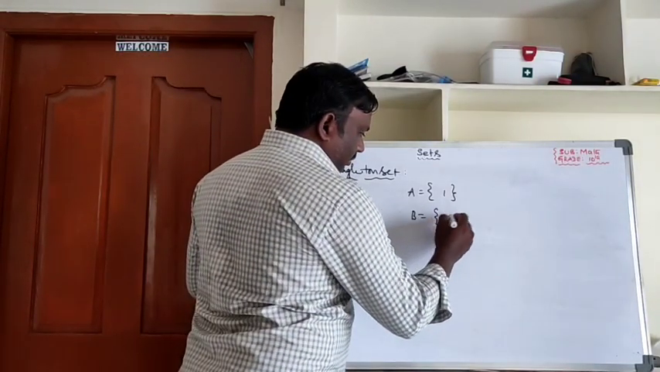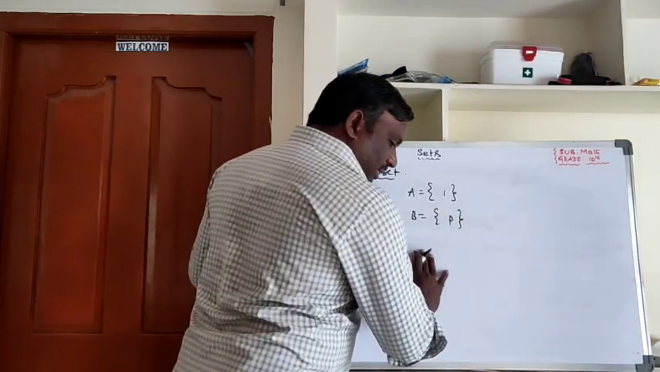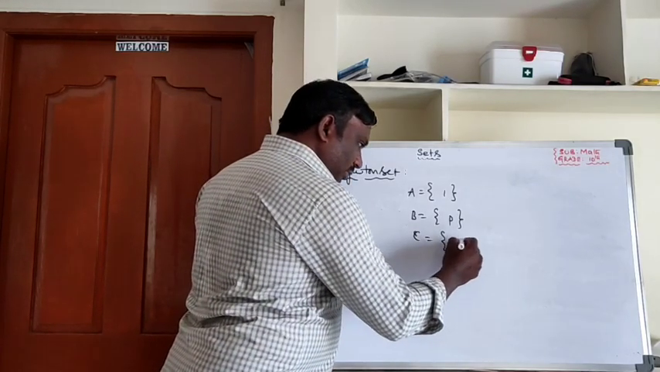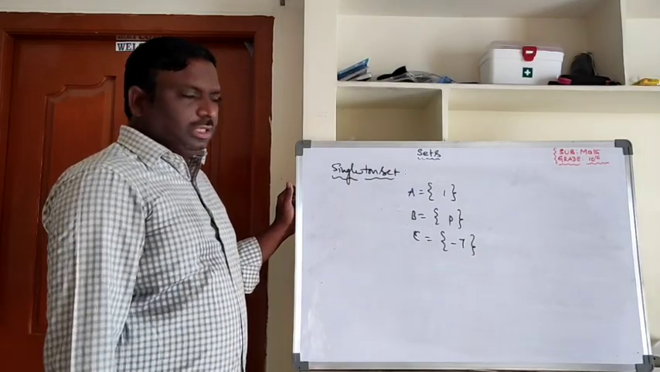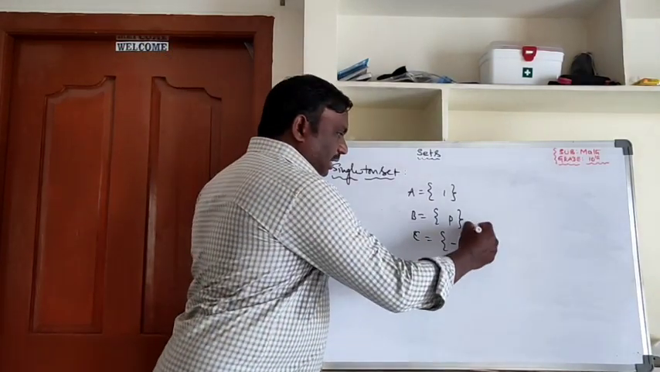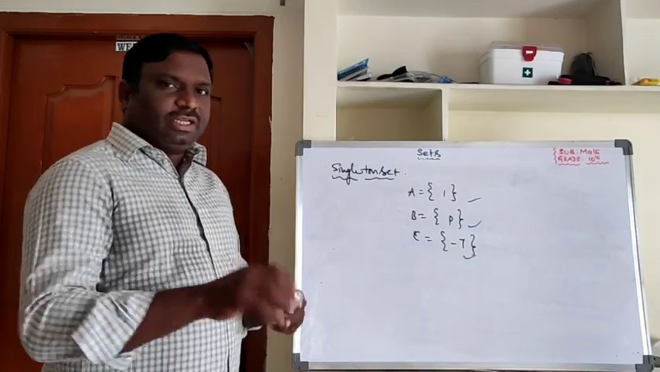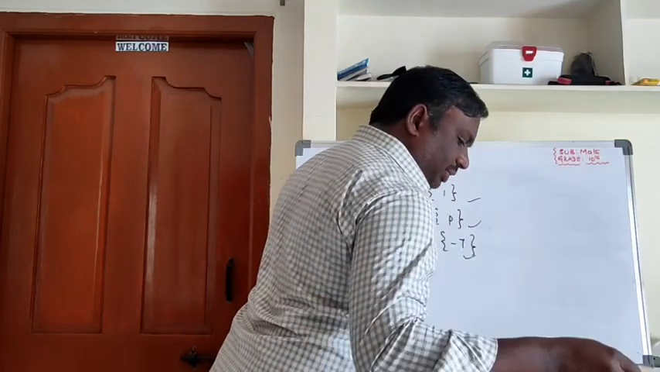B. That is also a singleton set. So C, minus 7. Negative numbers we can also take as elements. So this is also a singleton set. Okay. After that, finite set and infinite set we will discuss in the next chapter, next section.